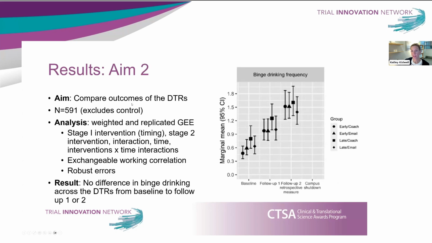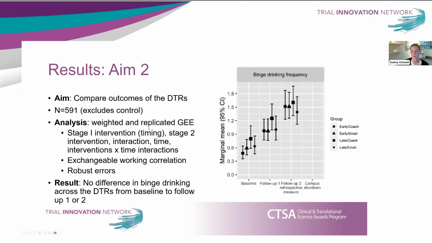The AIM-2 was then based on the DTRs. And so there were 4 embedded dynamic treatment regimens in this design. And so you'll see 4 estimates across these time points of interest. And they have the legend here for those 4 different DTRs. They use that weighted and replicated generalized estimating equation, that piecewise regression that we talked about.